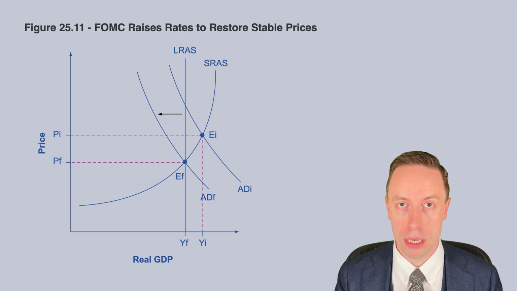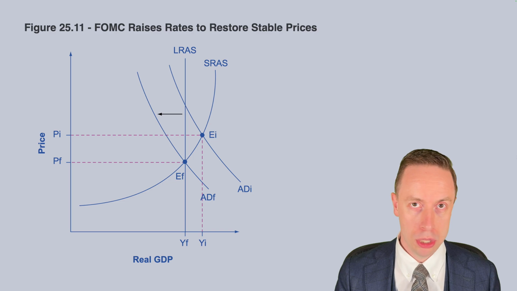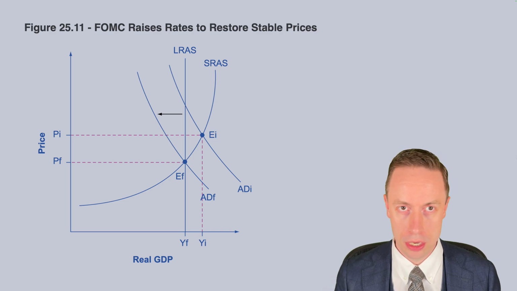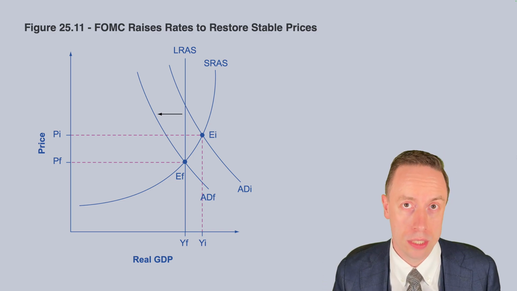So that's it. That's the basic playbook. If the economy is below potential, lower interest rates. If the economy is above potential, raise interest rates.